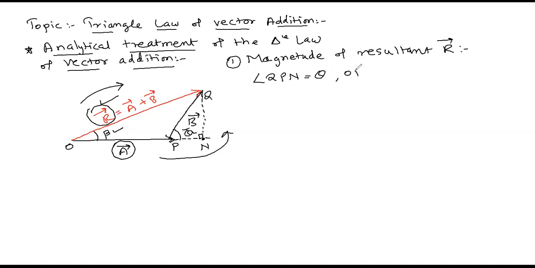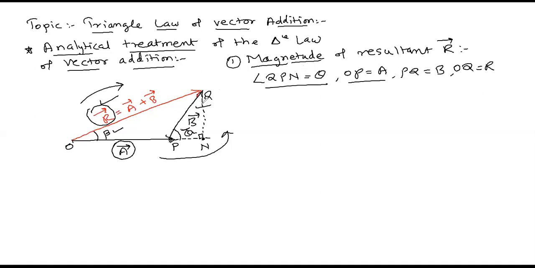OP in terms of magnitude is A, PQ is B, and OQ is equal to R in terms of magnitude. So here the angle is theta, OP is the magnitude of vector A, PQ is the magnitude of vector B, and OQ is the magnitude of the resultant vector R. Therefore, A, B, R are respectively the magnitudes of the three vectors.